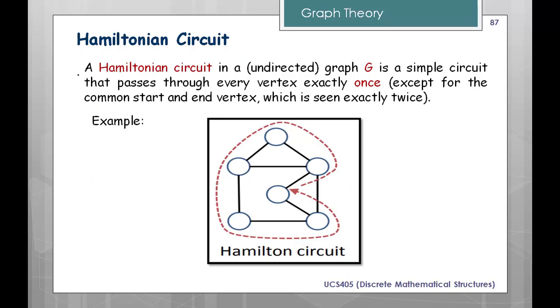So next is Hamiltonian circuit. We have to visit every vertex exactly once except for the common start and end vertex, which is seen exactly twice, because in the case of circuit, starting and ending vertex should be same. So we have to start from this vertex. This is the starting as well as the ending vertex. So we are moving in this direction and we are ending it here only. So we have visited every vertex. This is the Hamiltonian circuit for this particular graph.